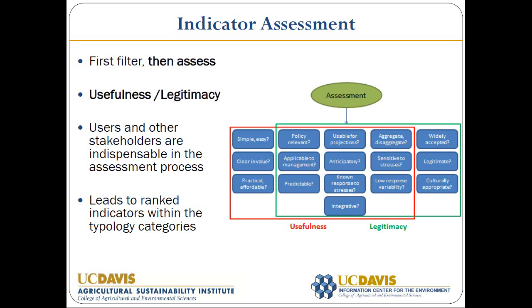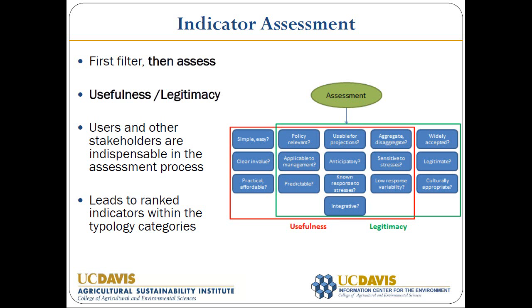For example, indicators that are simple and easy to use may prove to be the most useful. Other criteria will be used to assess the legitimacy that indicators may have to a group of stakeholders in a sustainability assessment process. This set of criteria overlaps those that speak to the usefulness of specific indicators. An example of a criterion used to assess the legitimacy of an indicator is: is the indicator a widely accepted method of measuring some aspect of a given sustainability issue?